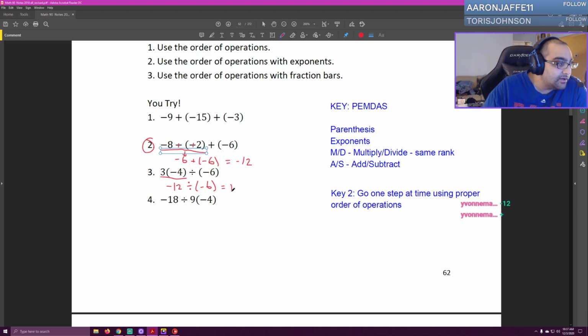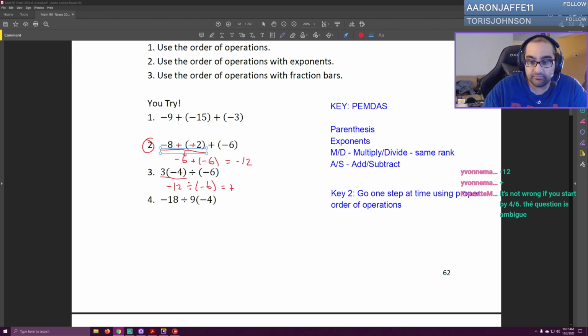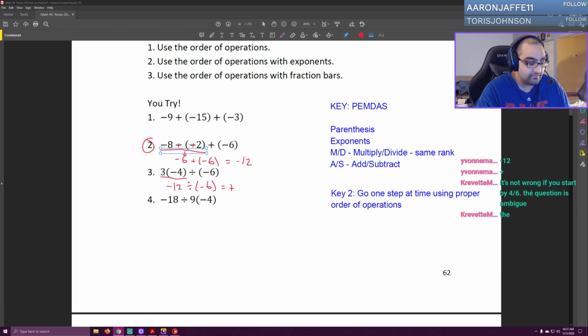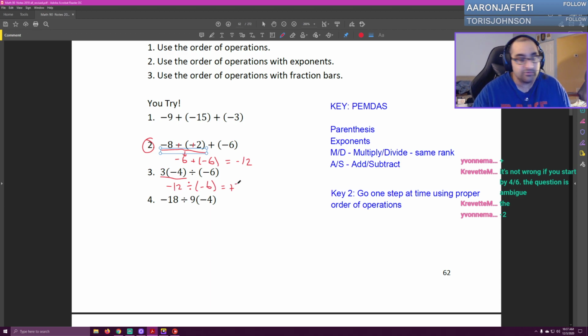Positive. All right, so that's the first half. And then do 12 divided by 6. Okay. Negative 2, that's correct. Or we got 2. 12 divided by 6 is positive 2, because we got negative divided by negative there.